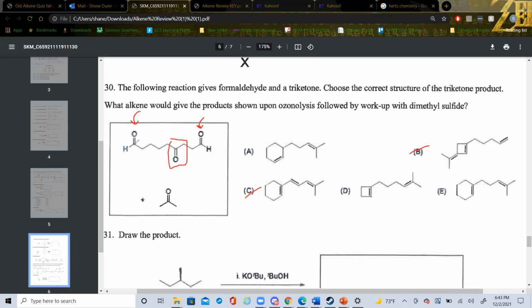1, 2, 3, 4, 5, 6, 7, 8, 9. So it'll be 9 away from the one that popped off. So it'll be 1, 2, 3, 4, 5, 6. This guy is 6 away. So that's wrong, right? So it'll be 1, 2, 3, 4, 5, 6. Nope. So between A and E, we want the ring to open up right here. I want that ring to open up right there.